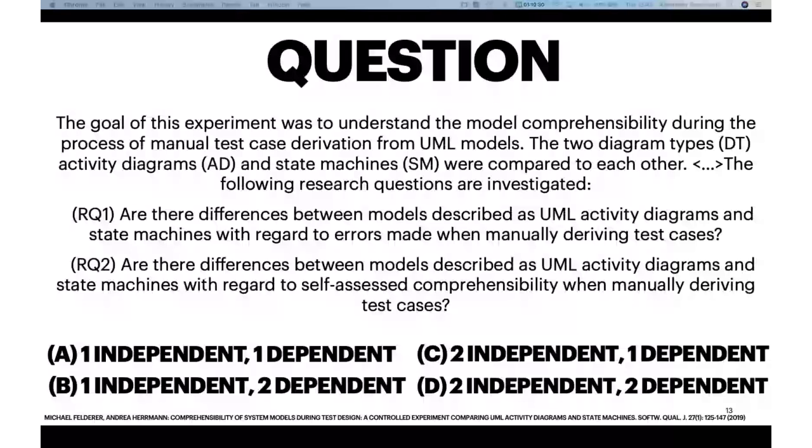So I see 9 responses so far. Please go ahead and vote. A, 1 independent, 1 dependent. B, 1 independent, 2 dependent. C, 2 independent, 1 dependent. And finally, D, 2 independent and 2 dependent.